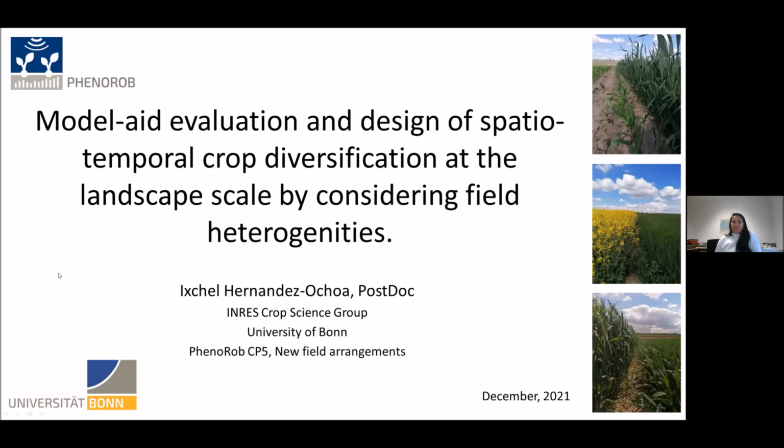So basically today I'm going to be talking about the model application, but also improvement of agroecosystem models that can serve as a tool for the design of crop diversification in different spatial arrangements at the landscape scale.